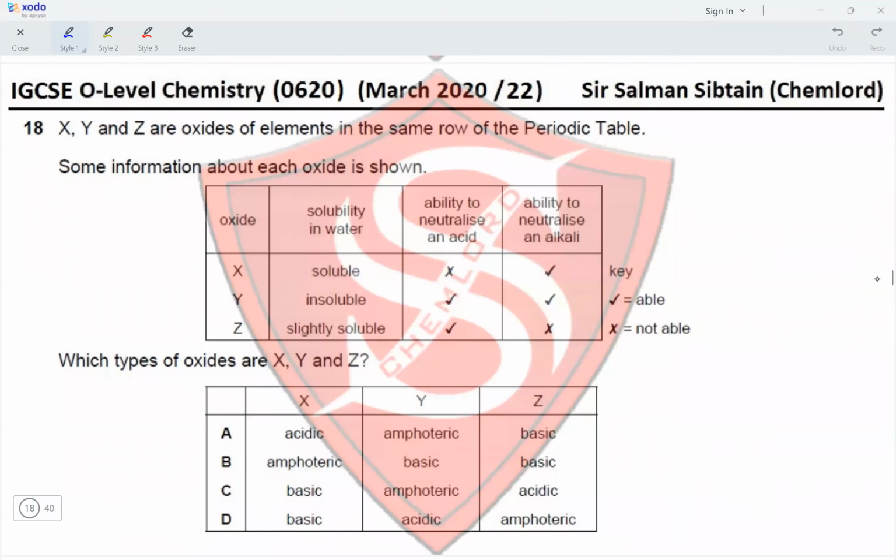Question 18. X, Y, and Z are oxides of elements in the same row of the periodic table. Some information about each oxide is shown. X is soluble in water. Ability to neutralize an acid is not there, but ability to neutralize an alkali is there, making X acidic. Y is insoluble in water, but is able to neutralize both acid and alkali, making it amphoteric in nature.